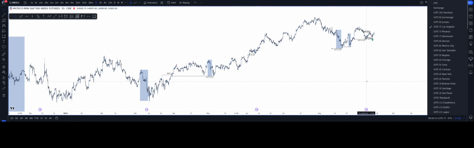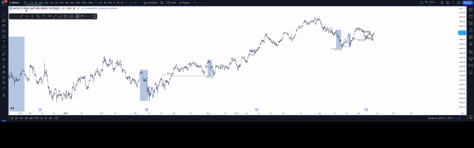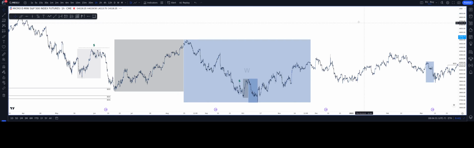All right, guys. Today is Thursday, September 14th, 2023. I've got the Micro E-mini up at the moment, and what we're looking at right now is a 1 hour chart for the S&P 500, okay, the micros.